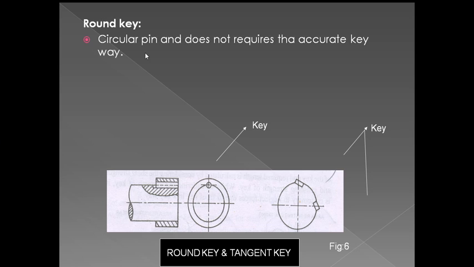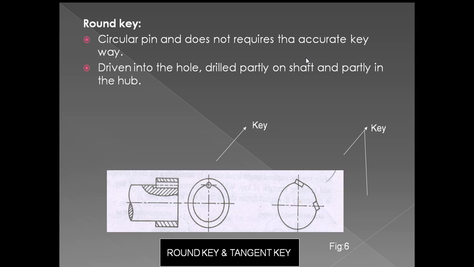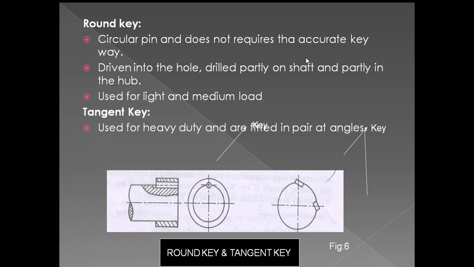It is circular in shape, the circular pin, and does not require any accurate keyway. The round key is in a circular shape and fits into holes drilled partly in the shaft and partly in the hub, driven into the hole partly in the shaft and partly in the hub. It has an advantage that the keyways may be drilled and reamed after the mating parts have been assembled.